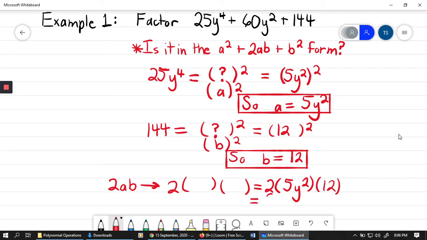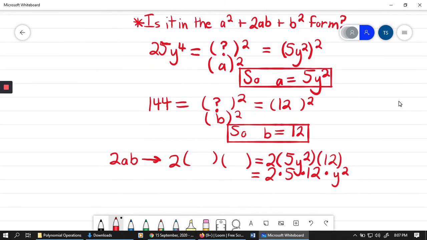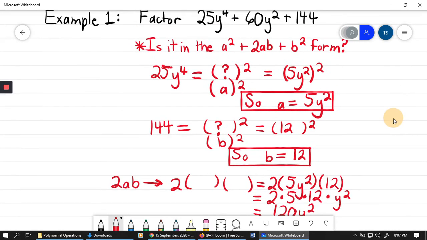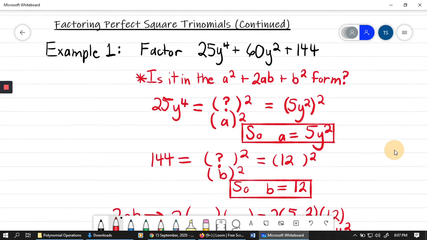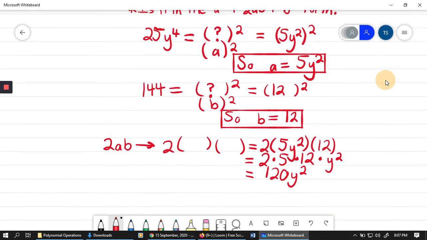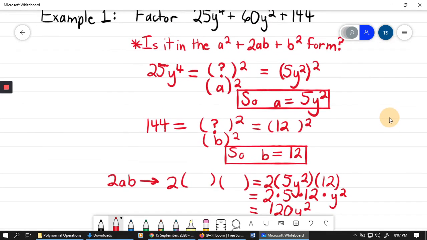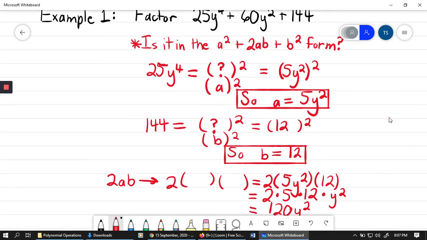What if we rearrange it? Not that we have to, but remember, you multiply all of the constants together. 2 times 5, which is 10, times 12, right? So that's 2 times 5 times 12. That's 10 times 12, which is 120y squared. Alright, so guys, you see here that what we've got for 2ab does not match up with that middle part.